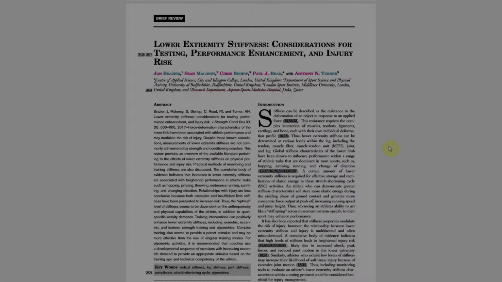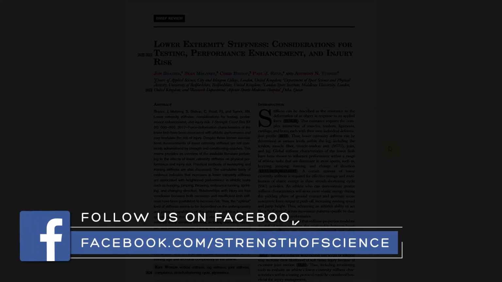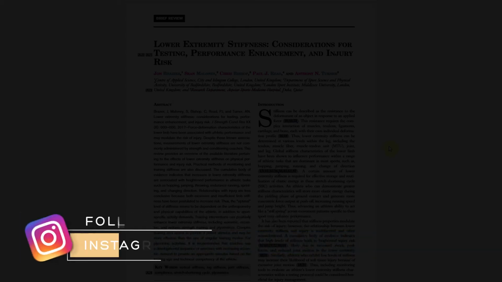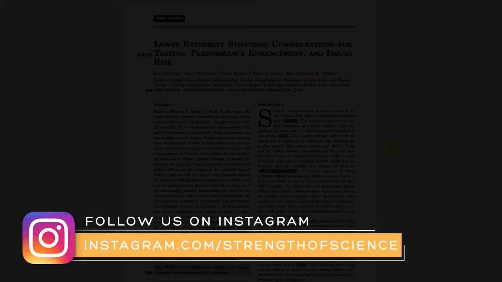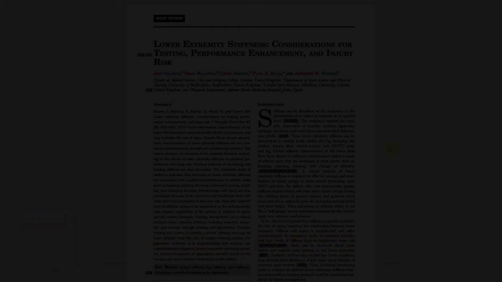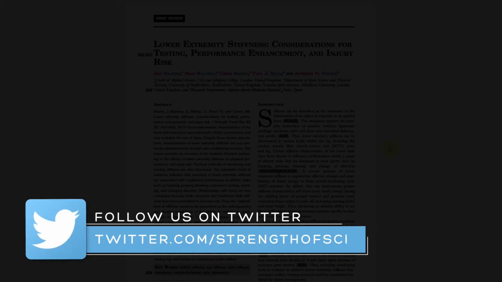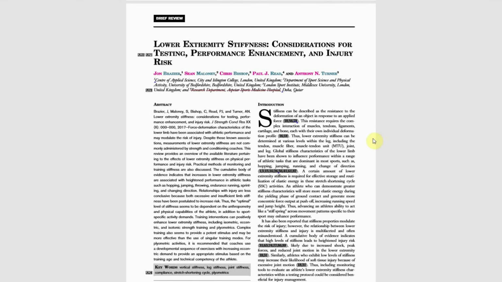Well, force-deformation characteristics of the lower limb have been associated with athletic performance and may modulate the risk of injury. However, in spite of this, measurements of stiffness are not commonly administered by the strength and conditioning coach. Therefore, we wanted to review the literature and give some practical applications for the testing and performance enhancement of lower extremity stiffness.